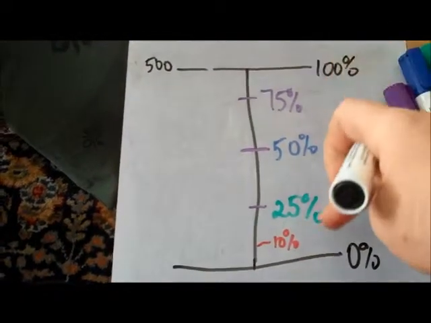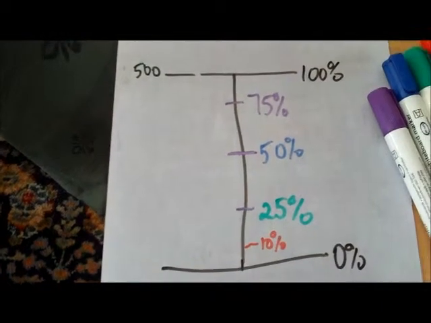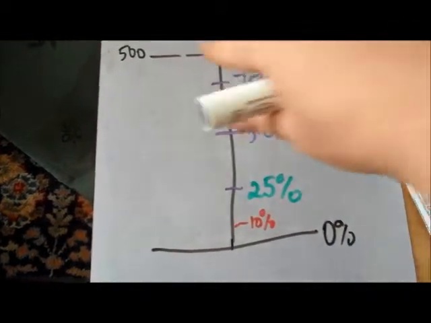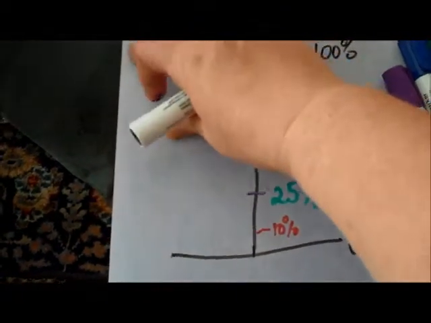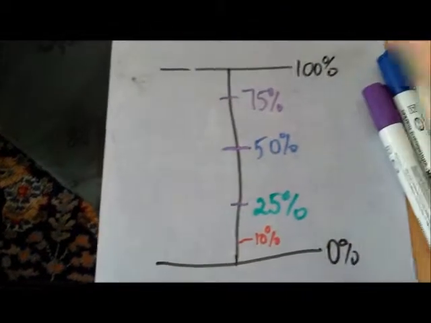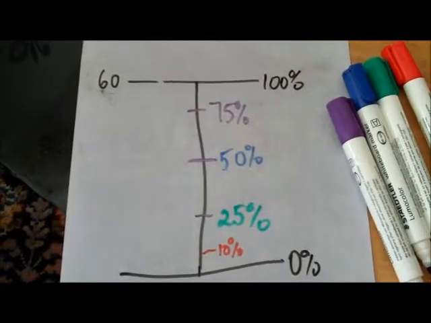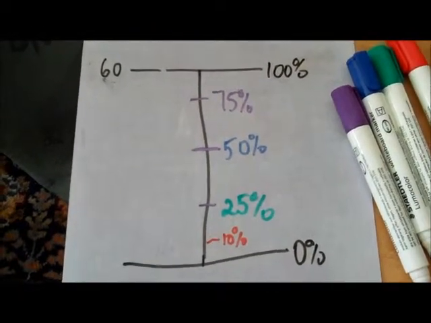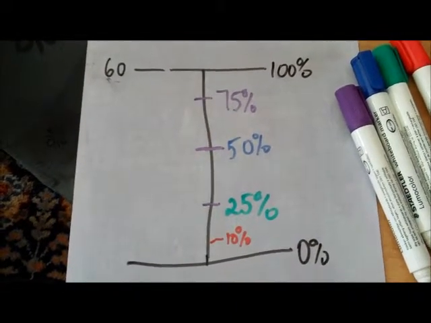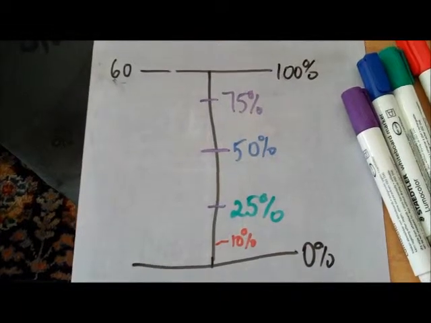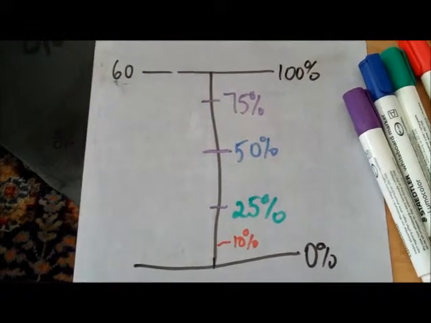These percentages never change. 25% is always a quarter, 50% is always a half, 75% is always 3/4. But it depends on what I'm finding the value of as to what this would be. If this was $60, 50% would be $30, 25% would be a quarter, $15, 10% would be $6. So that's what we're going to have a look at this time around.